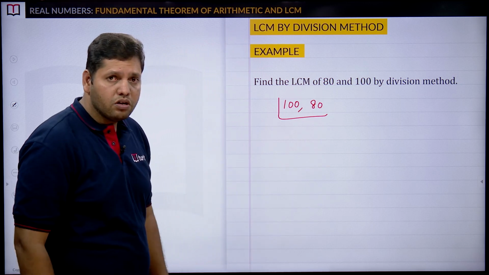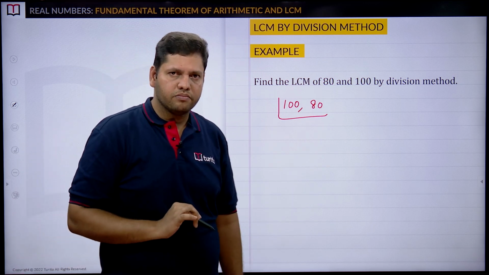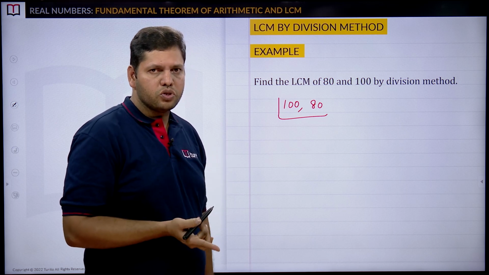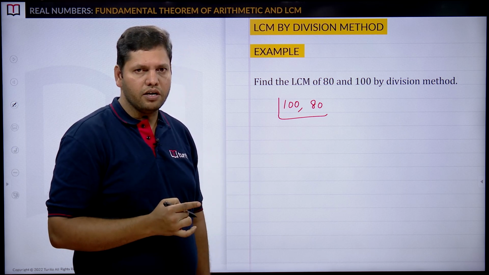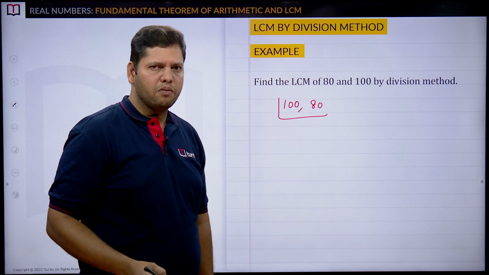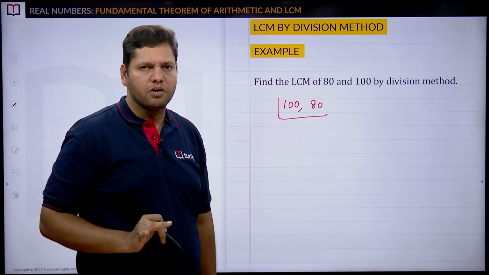Children, what I told you, you select the one number which should divide both the numbers. So like that we have to select, okay? Otherwise you can start with prime numbers. If not, you can go with composite numbers also.